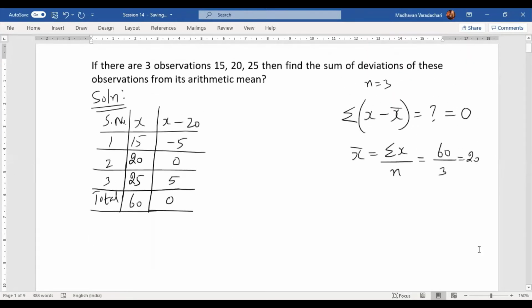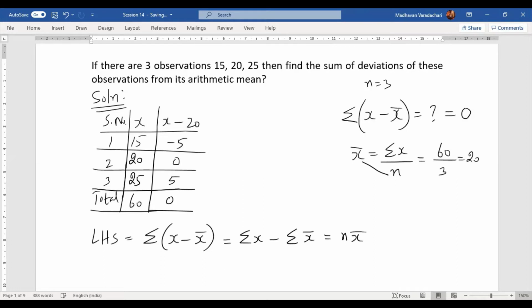always 0. Let me consider the left-hand side. The left-hand side of this is summation x minus x bar. Now let us take this summation inside the brackets. It will become sum x minus sum x bar. Sum x, I can consider this sum x here. That means I can cross multiply this n into x bar. So I can write the first term as n times x bar.